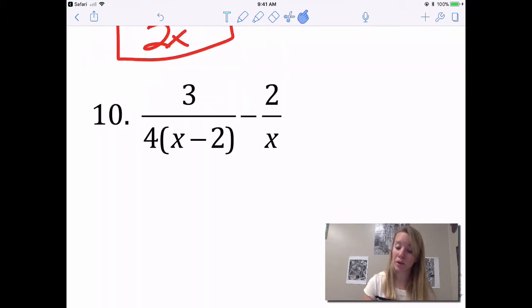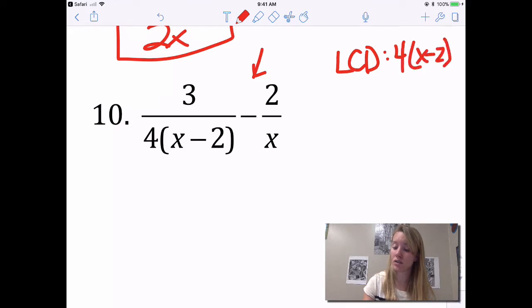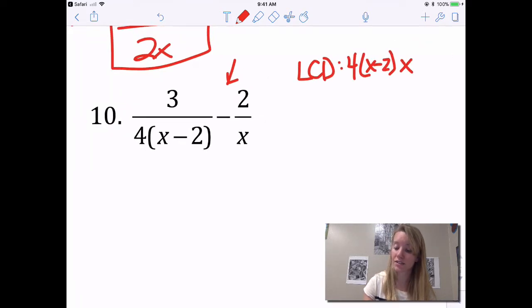Number 10 is similar. What I want you to remember is that negative. So first I'm going to find our LCD, but then I'm going to be careful when I use it. So our LCD is going to have a 4, an x minus 2, and then this x is different than the x minus 2, so we have to include that as well. Okay, so the first is going to need an x and an x. The second needs the 4 and the x minus 2.